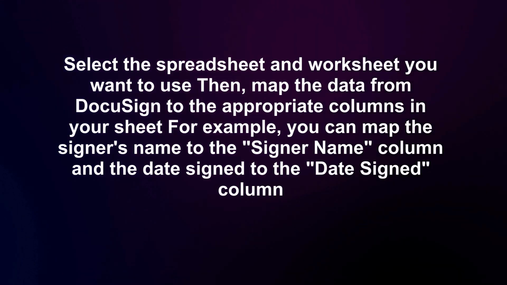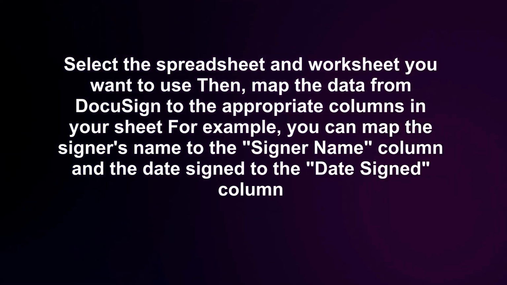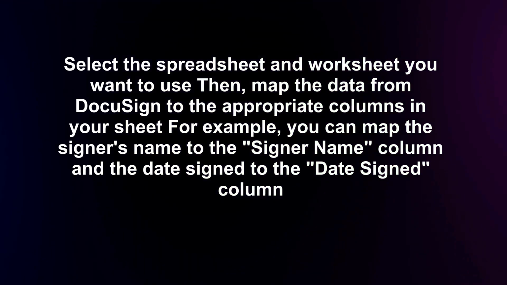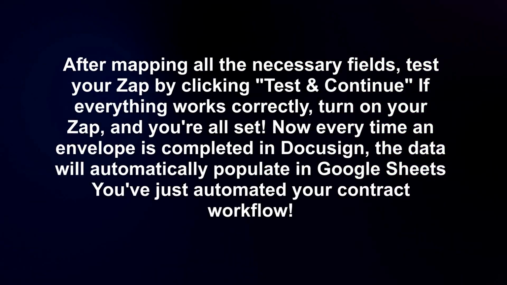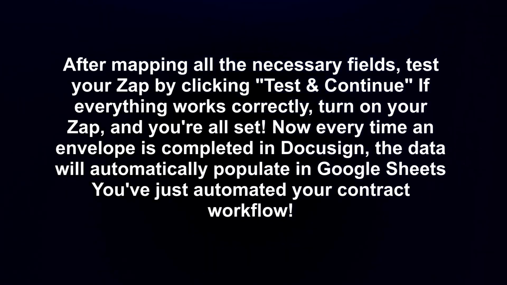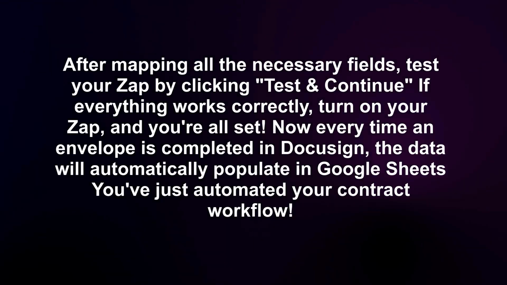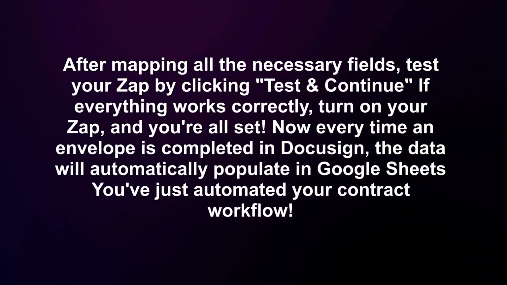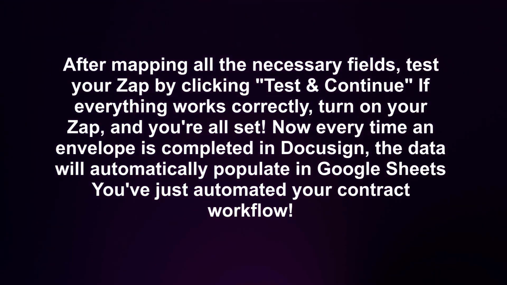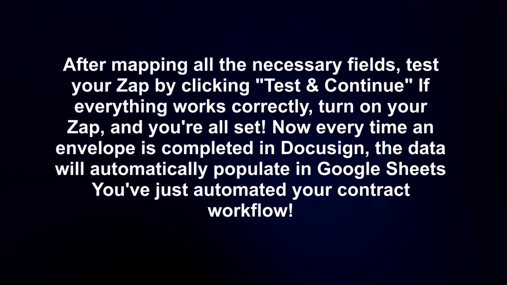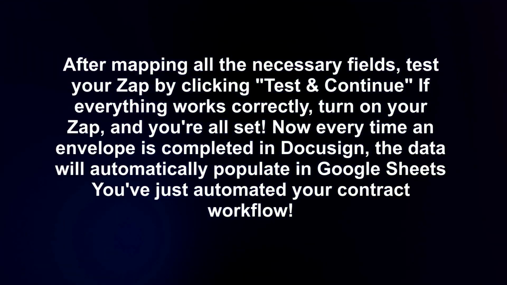For example, you can map the signer's name to the signer name column and the date signed to the date signed column. After mapping all the necessary fields, test your Zap by clicking Test and Continue. If everything works correctly, turn on your Zap, and you're all set. Now every time an envelope is completed in Docusign, the data will automatically populate in Google Sheets. You've just automated your contract workflow.